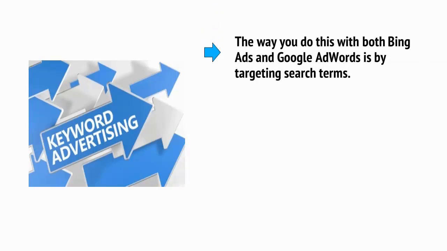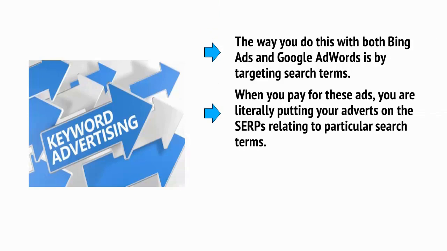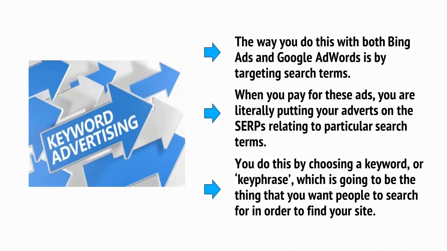The way you do this with both Bing Ads and Google AdWords is by targeting search terms. When you pay for these ads, you're literally putting your adverts on the SERPs relating to a particular search term. You do this by choosing a keyword or key phrase, which is going to be the thing that you want people to search for in order to find your site.